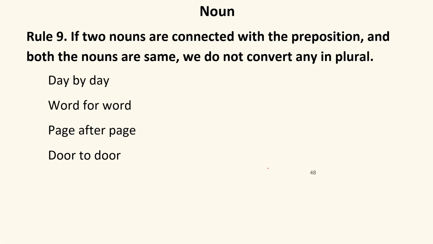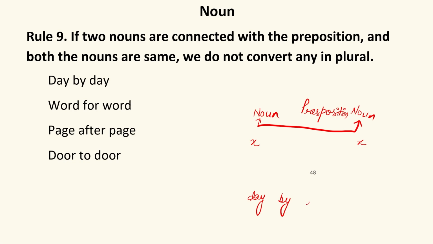Now we have another rule related to compound noun and its plural form. Again, when two nouns are connected with preposition and both the nouns are same, we do not convert any in plural. For example, again we have a noun on both sides of a preposition. We do not convert this word into plural if both of these nouns are same. For example, if X is written over here, it should be written over here as well. They should not be different words. For example, if I say day by day, so it should be day by day, not days by days. If I write days by days, that will be incorrect.